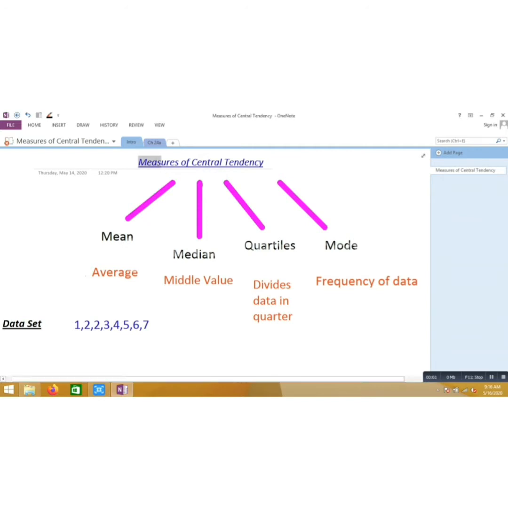Hi viewers, today we are going to see measures of central tendency. Mean, median, quartiles and mode are the four different ways to find the central tendency. Let's look at a high level. What does each mean here?